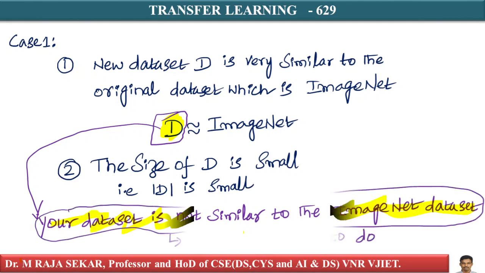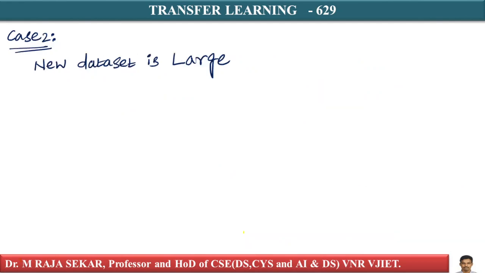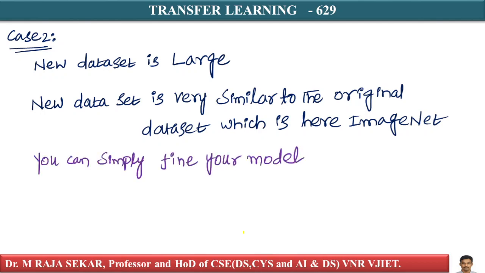So let's look at case 2. What is my case 2? In case 2, let's assume the new data set is large, and the new data set is very similar to the original data set, which is here the ImageNet data set. Then what you can do here is simply fine tune your model.